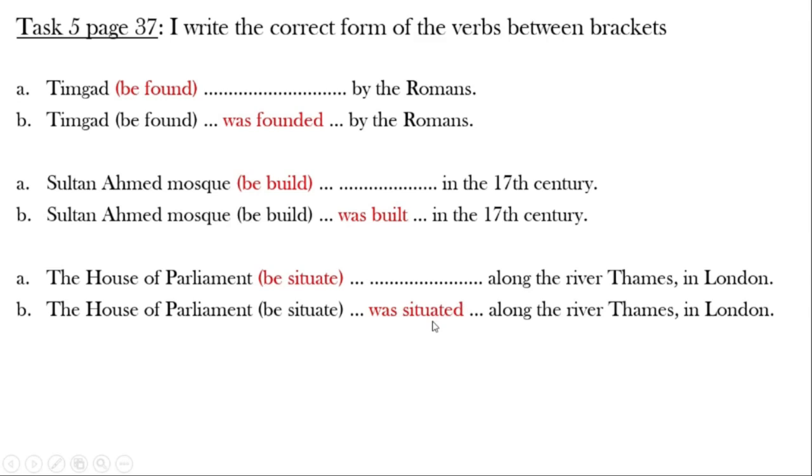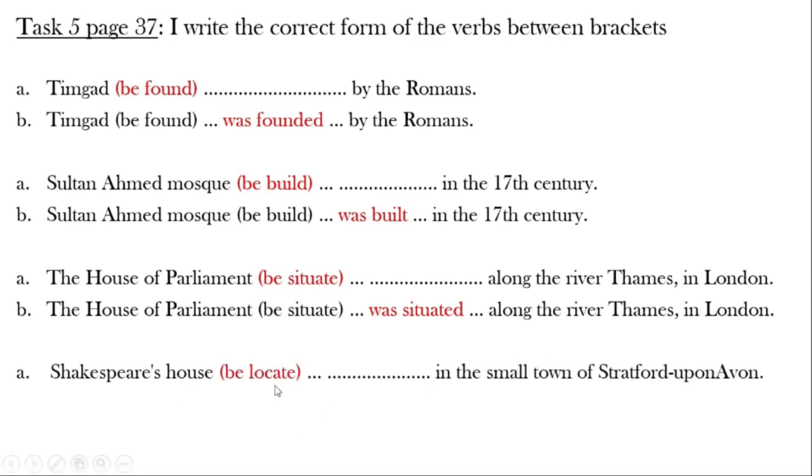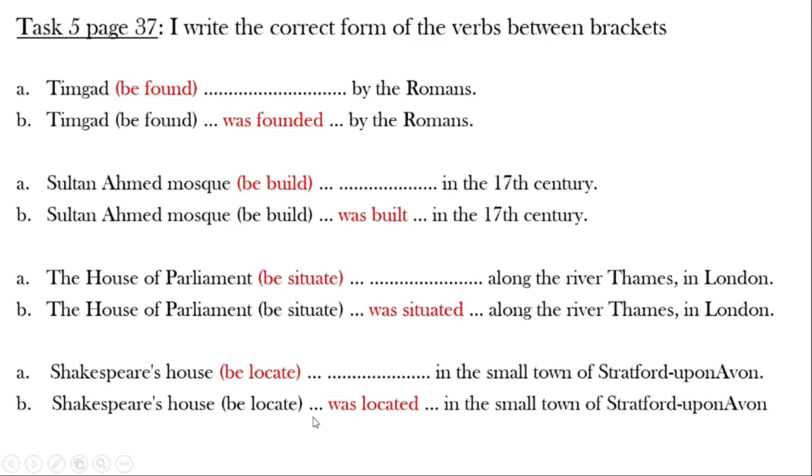I hope you are following. Shakespeare's house be located in the small town of Stratford-upon-Avon. The verb is to locate here. Let's see the correct answer. Shakespeare's house was located in the small town of Stratford-upon-Avon.